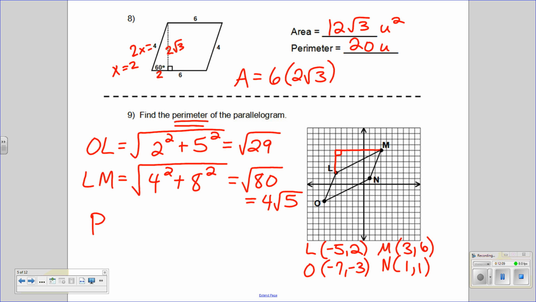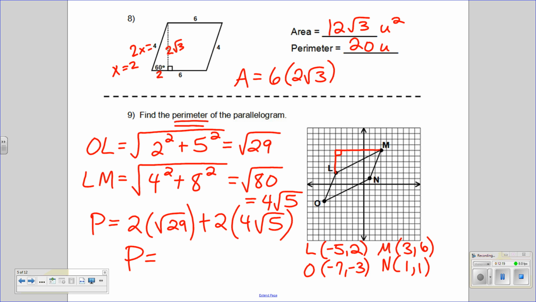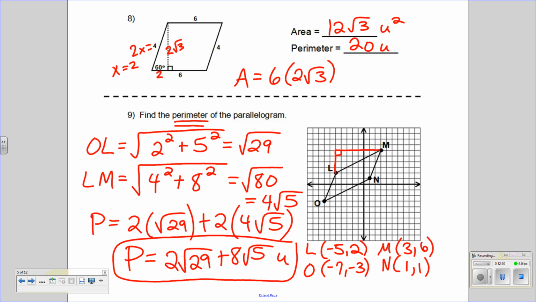So for my perimeter, I'm going to do 2 times the square root of 29 plus 2 times 4 square root of 5. Those radicals are not the same, so you can't add them together. So I'm just going to leave it in exact form, would be 2 square root of 29 plus 8 square root of 5 units. Okay, so use distance formula or draw a right triangle to do Pythagorean theorem to find lengths on the coordinate plane.